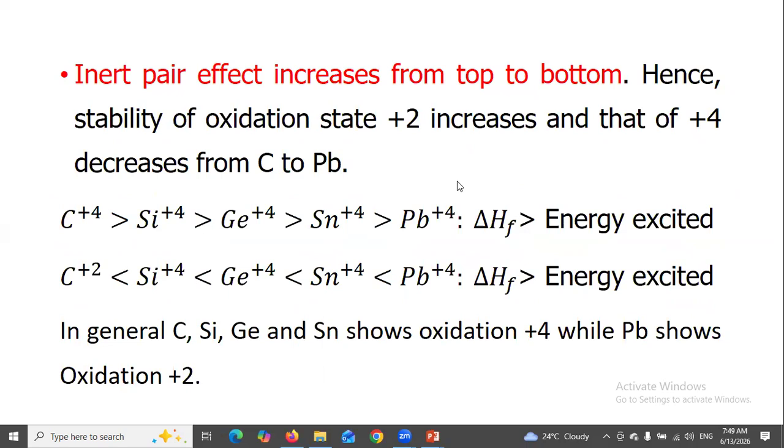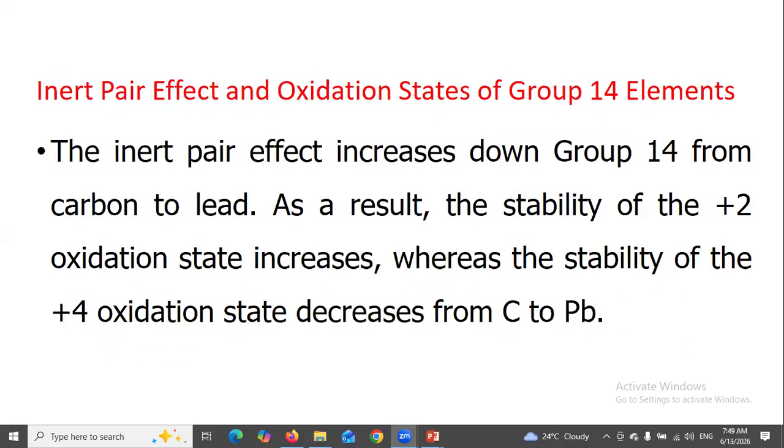Okay, the inert pair effect increases from top to bottom. The stability of the oxidation state +2 increases and that of +4 decreases from carbon to lead. This is carbon, silicon, germanium, stannum, lead. In general, carbon, silicon, germanium, and tin show the oxidation state +4, while lead shows +2.